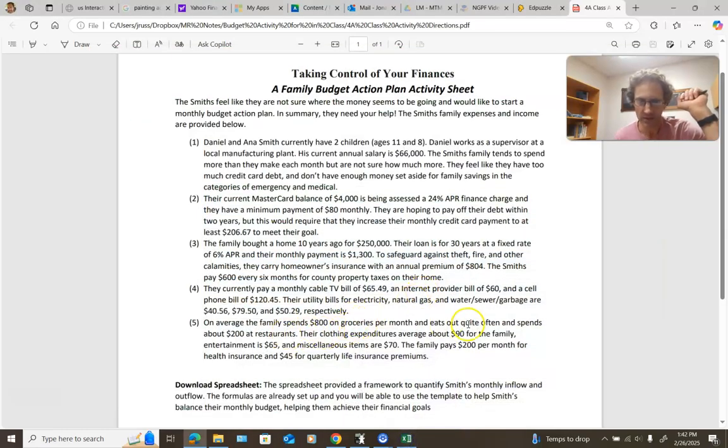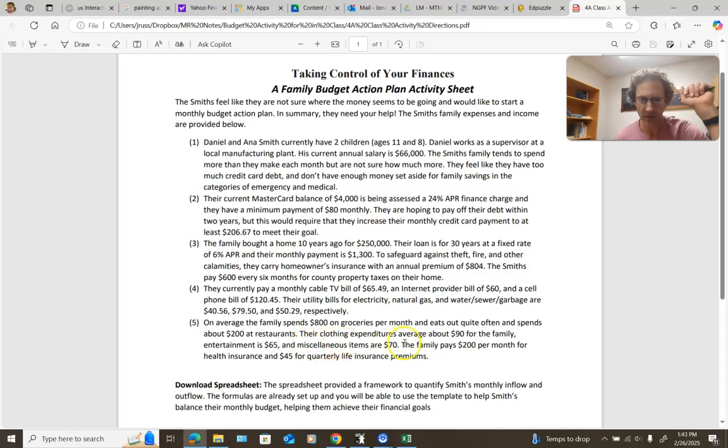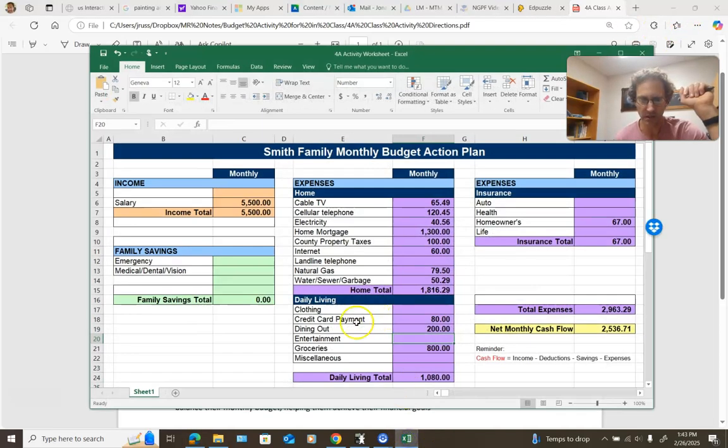All right, let's see what else. And they eat out quite often, and they spend about $200 a month on restaurants. That's actually not all that much, by the way. But let's go ahead and input that expense. Dining out, $200. Okay, we keep going. And then their clothing expenditures average about $90 for the family. Entertainment's about $65, so let's put these in. Clothing is $90. Entertainment is $65. That's actually not much either.